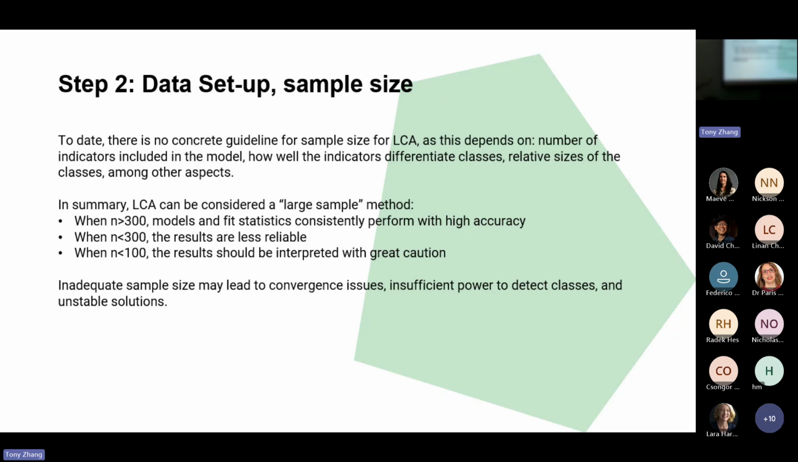And when the sample size is less than 100, I think it's still possible to perform the LCA, but the results need to be interpreted with caution. Because if the sample size is inadequate, a small sample size may lead to convergence issues, or you may have insufficient power to detect the classes, or the solutions will become very, very unstable.